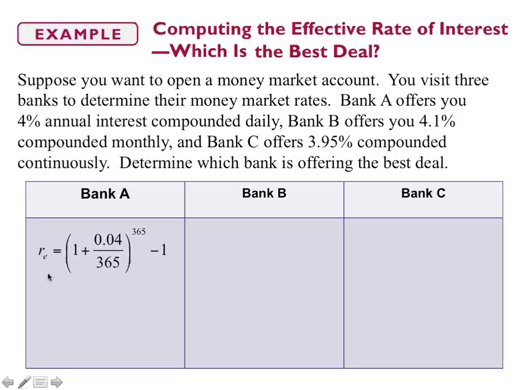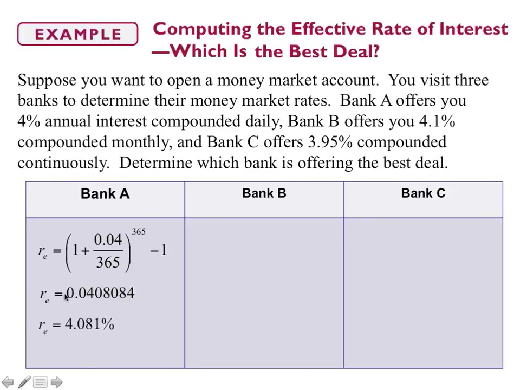If we want to find the effective rate for Bank A, since it's compounded daily, we take 1 plus our rate, which is 0.04, divided by n, which is 365 because it's compounded daily, and raise it to the 365th power. Once we have all of that, we subtract 1 from it. And if you do that very carefully in your calculator, again, you get 0.0408084.